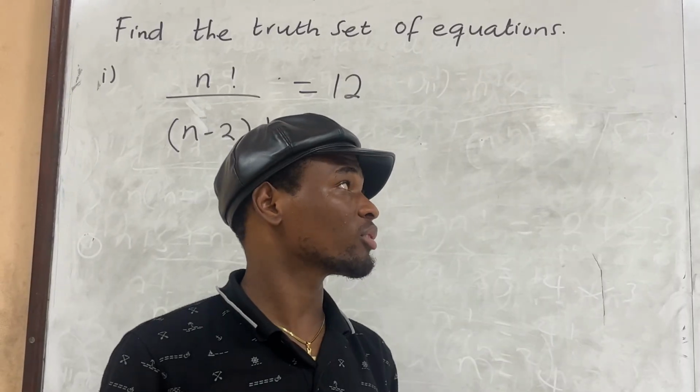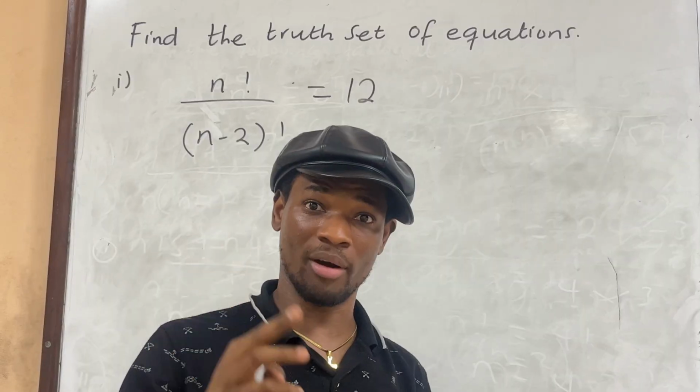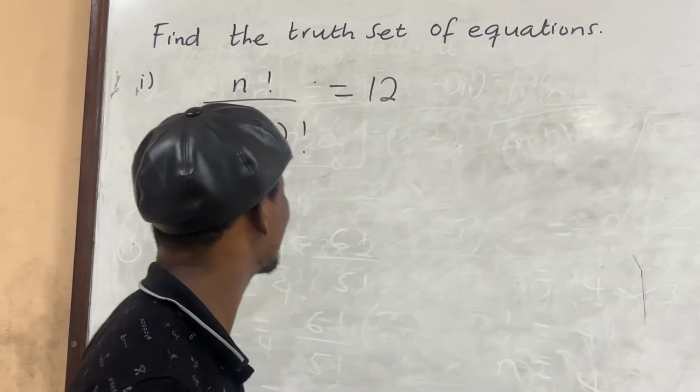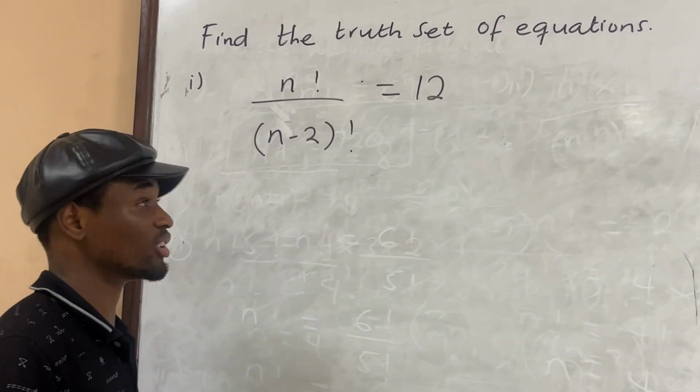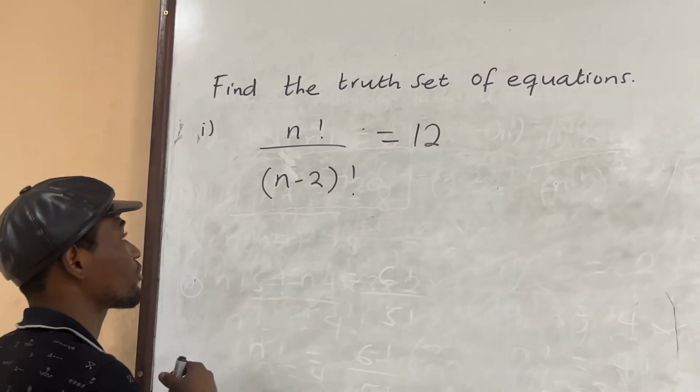We are talking about factorial equations. This is factorial equations type 3. The question reads: find the true set of the equation. In other words, we are looking for the solution set of this equation.